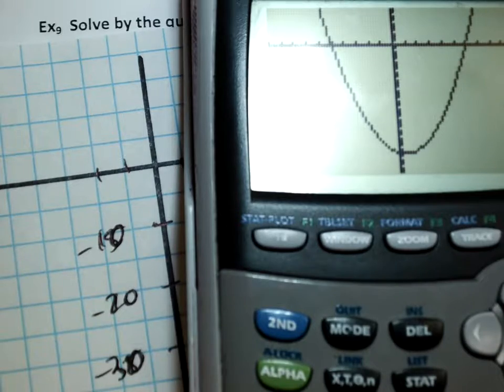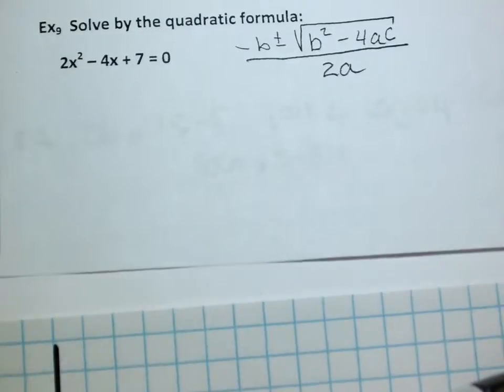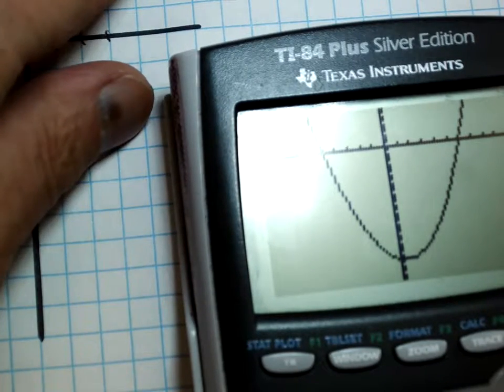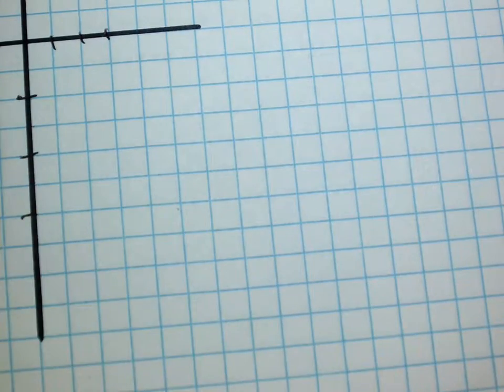Now, one of the things I can do is I can also shade it, right? Because it says it's going to be greater than 0, which means it's going to have to be the other way around.